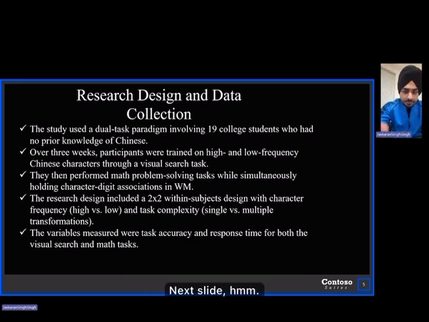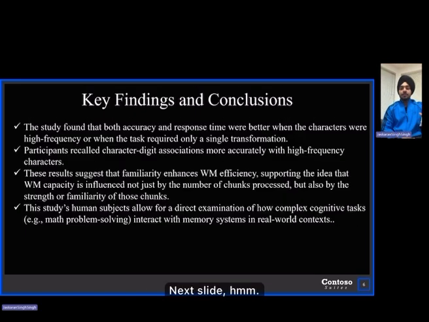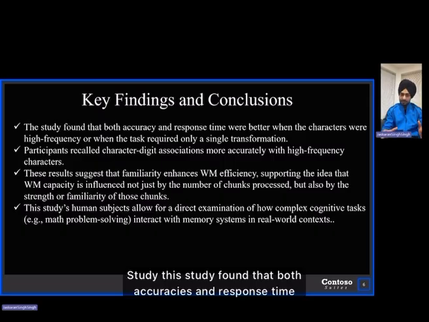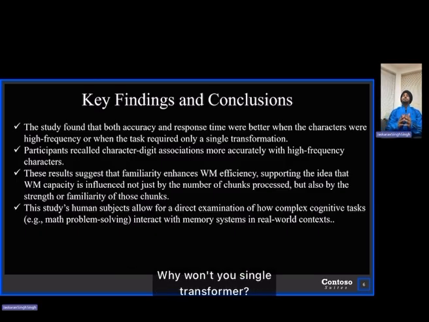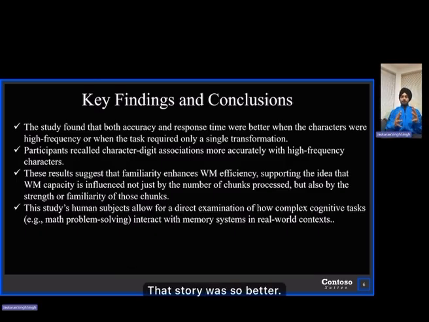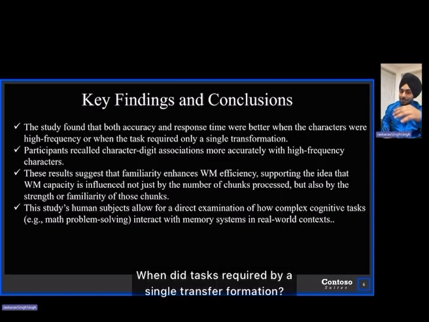Next slide. Key findings and conclusions found in the study. The study found that both accuracy and response time were better when the characters were high frequency or when the task required only a single transformation.